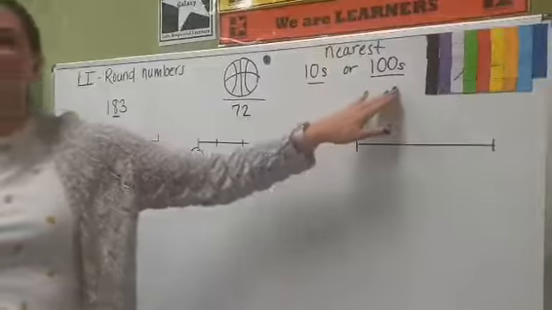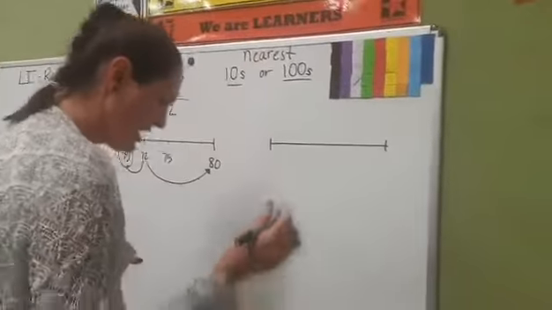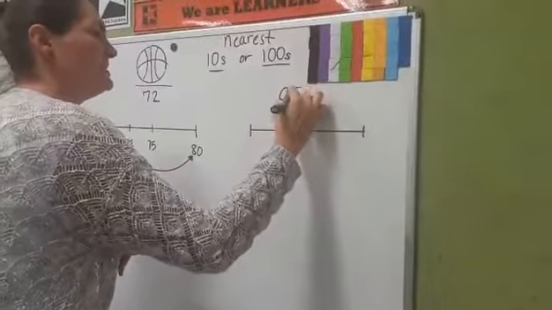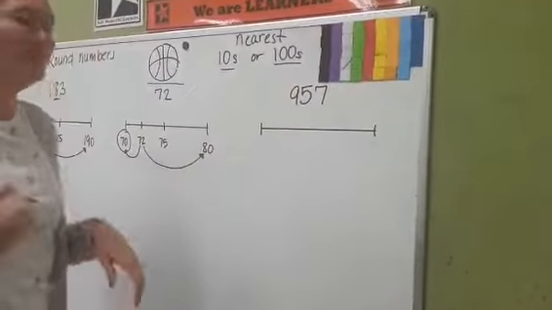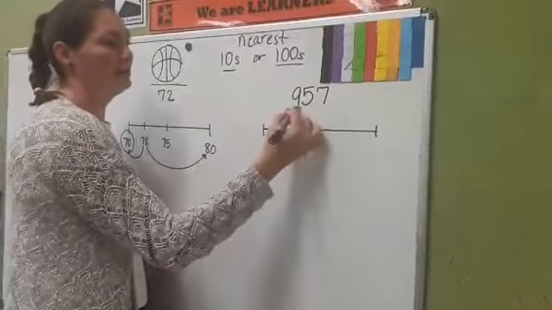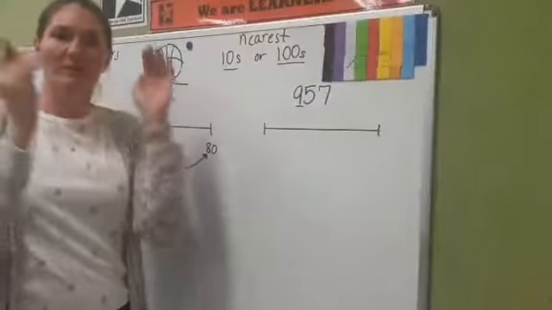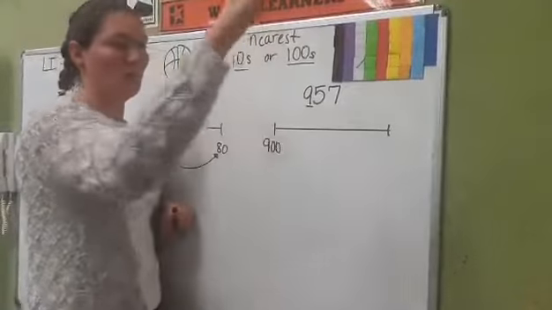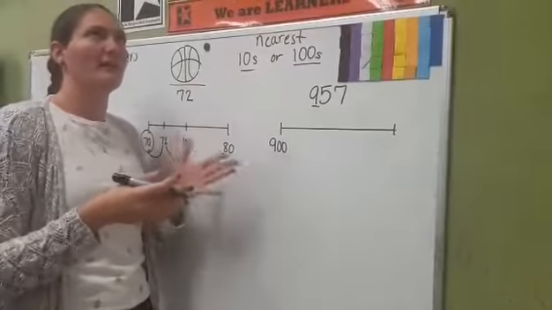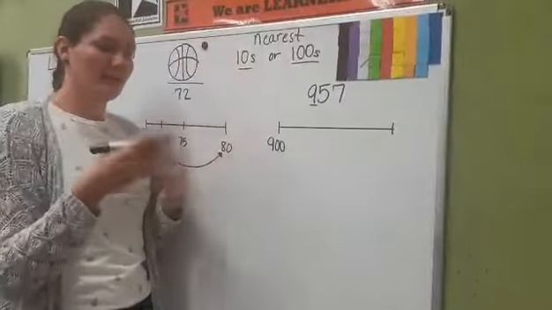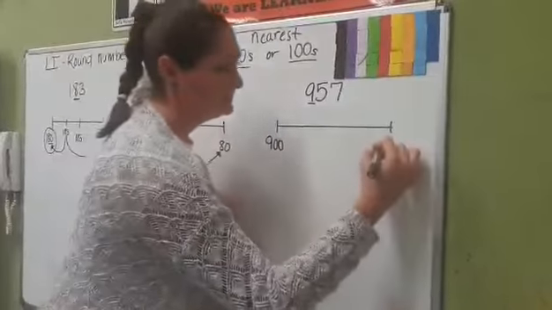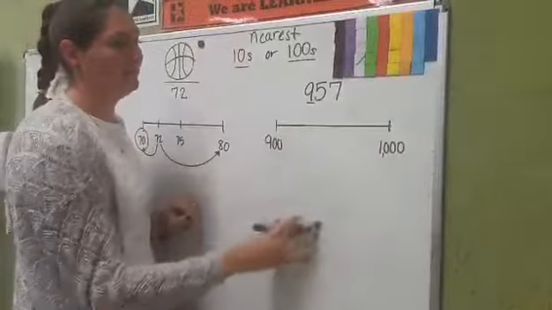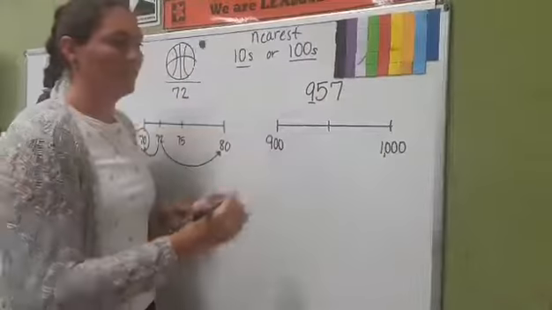Let's see what we can do with the nearest 100. I'm going to try 957. Now I'm looking at the hundreds place, so I need to find the hundreds between each of them. The first one is 900, and then one more 100 than that. If I have 9 hundreds, I add another 100 to it. I need to trade that up. I'm going to make it 1,000. If I have 10 hundreds, I have 1,000. In the middle, 950.